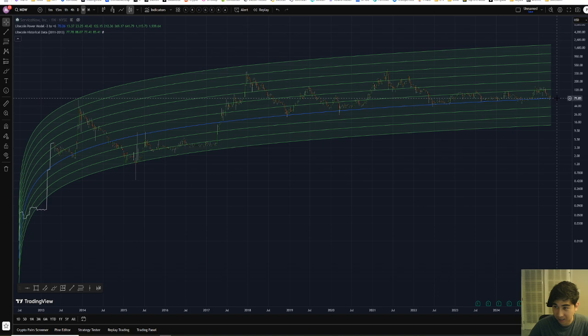The blue line is the model itself, and every line above and below it is one standard deviation away. So this line above it here is one standard deviation above, then 2, 3, 4, 5, 6, and then the same below. So it's one standard deviation below here, then 2, and then 3.